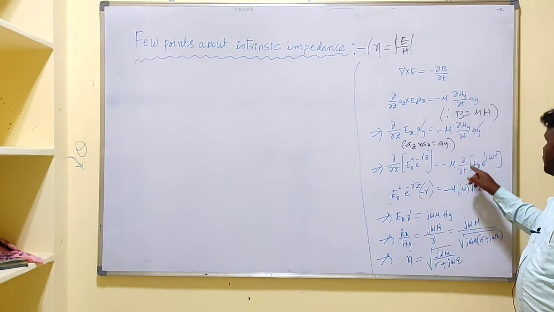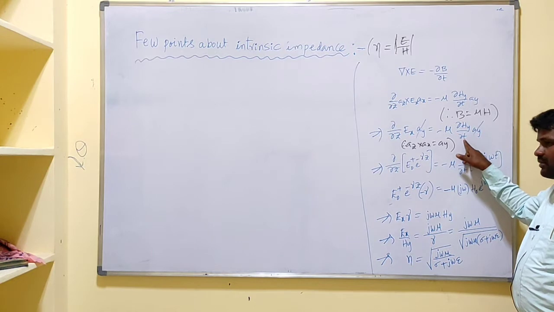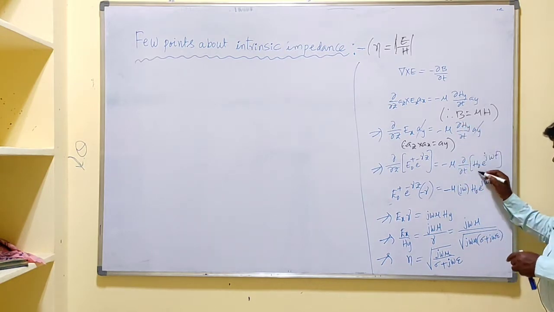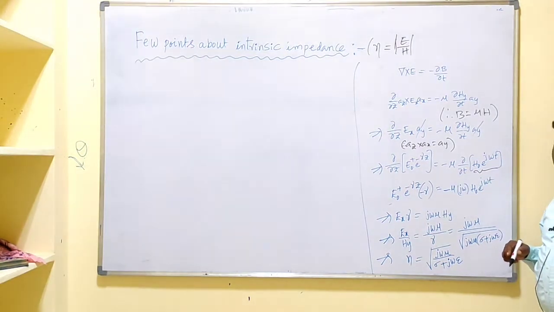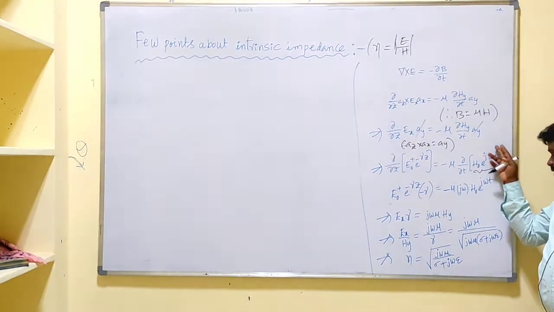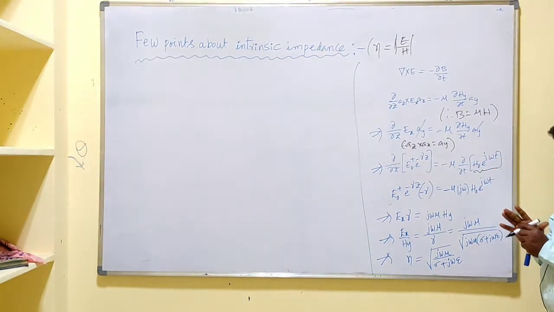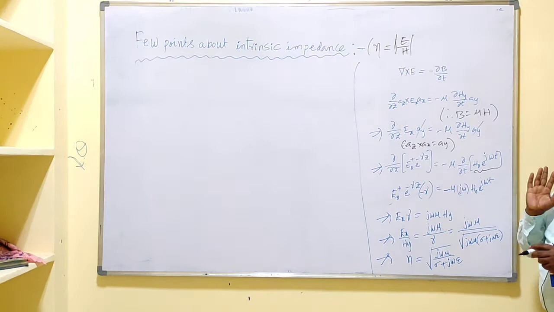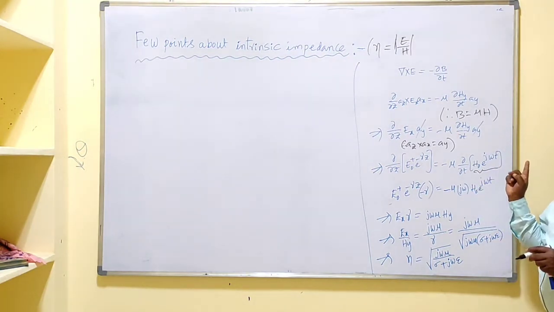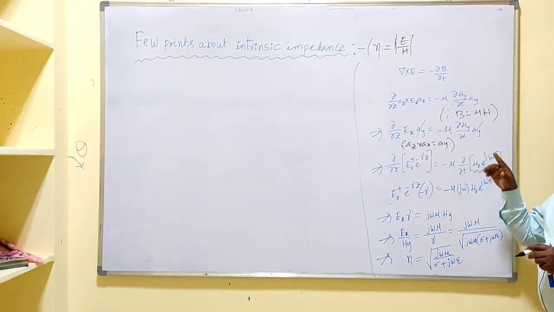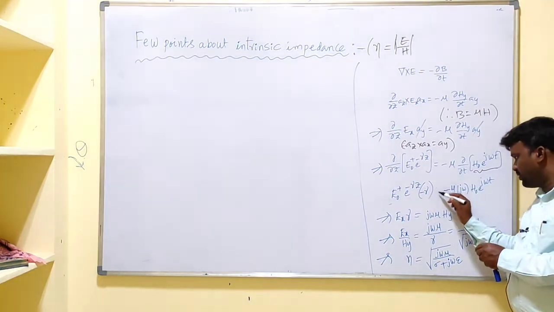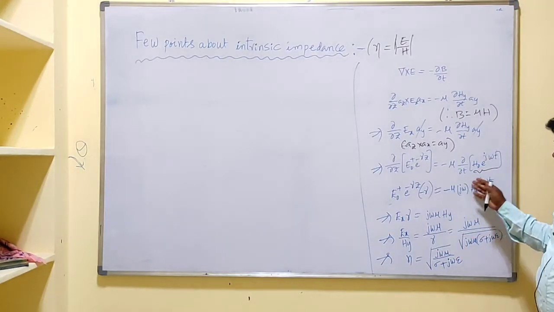And here we need to take the variation of H with respect to time, that means we need to take the time harmonic form of H. For the time harmonic form, H can be written as H naught into e to the power j omega t. Please refer to the topic harmonic fields if you want to understand this. If you have any confusion about harmonic fields and the wave equation in harmonic form, I uploaded one video on harmonic fields. Please refer to that video if you have any doubt.